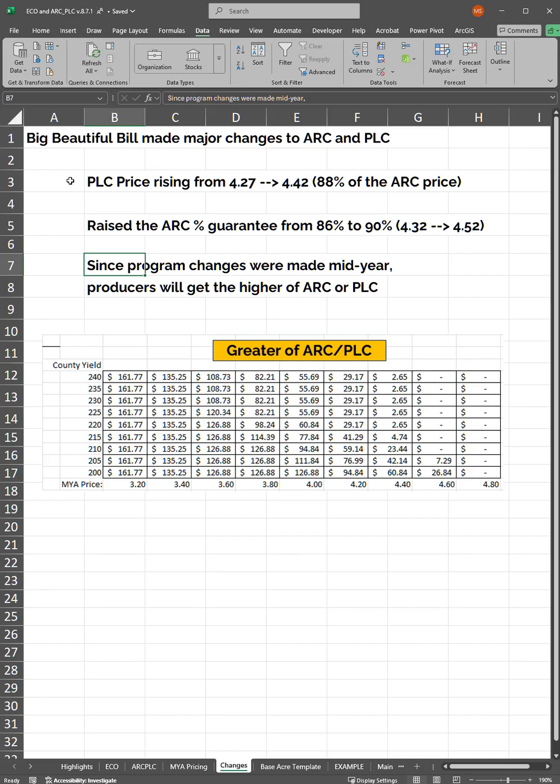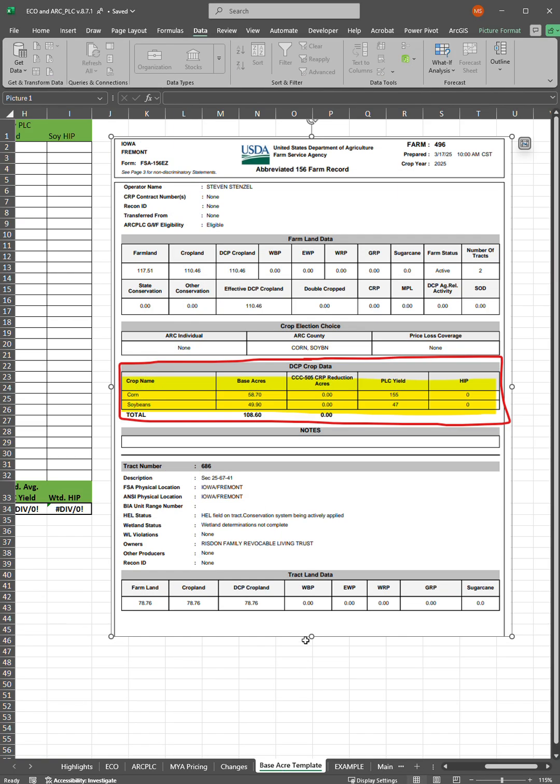And then the biggest piece of the bill, in our opinion, that has the most impact on this year is that since they made changes to the program, they're going to allow producers to take the higher of the two programs. So if your county were to trigger an ARC payment, but you elected PLC, you're actually going to get that ARC payment even if you elected PLC at the beginning of the year. This chart below combines those two concepts. So we had the PLC where it was just the single price level, but then this is adding on that ARC concept to it. We'll see that on our next page when we get into that.